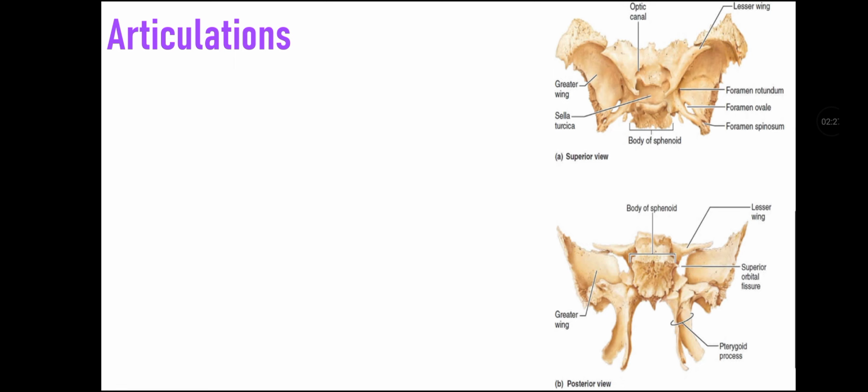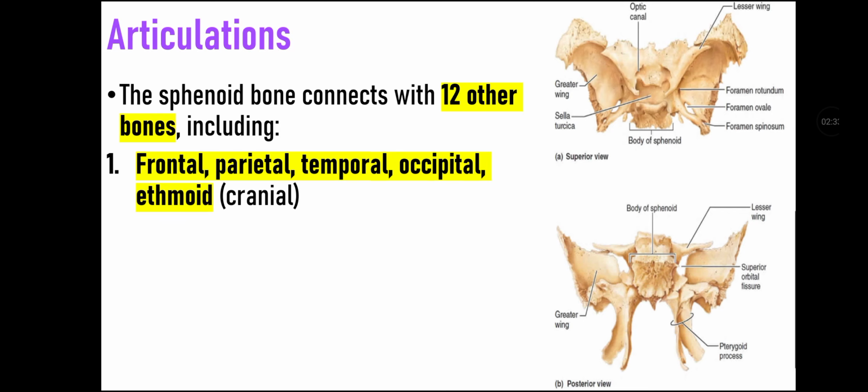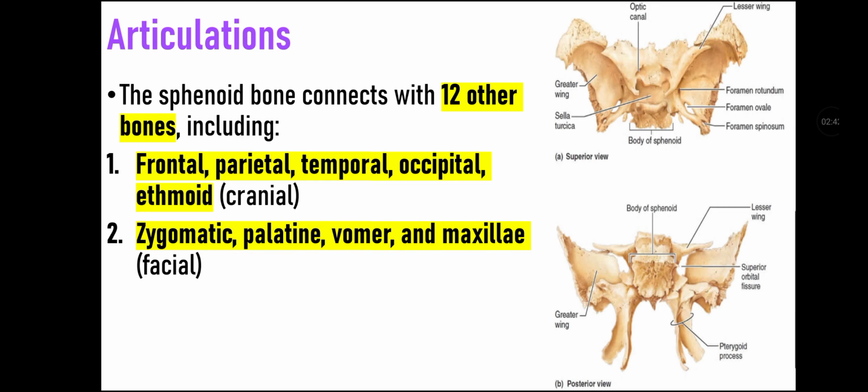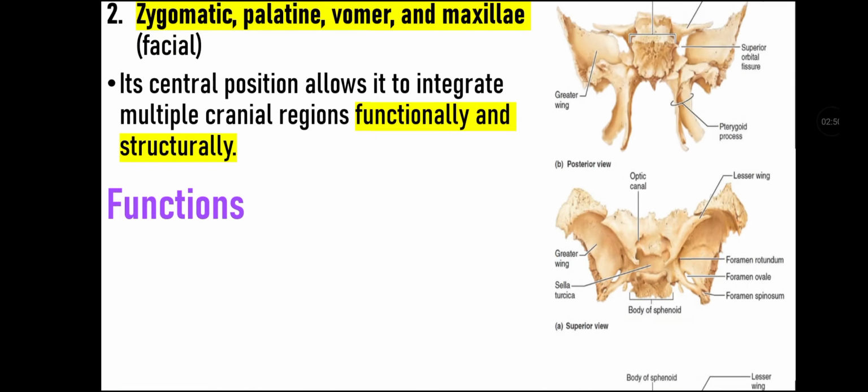Next, let's talk about articulations of sphenoid bone. Sphenoid bone connects with 12 other bones, including frontal bone, parietal bone, temporal bone, occipital bone, and ethmoid bone, that are the cranial bones, and it also articulates with the facial bone, that are zygomatic bone, palatine bone, vomer bone, and maxilla. Its central position allows it to integrate multiple cranial regions functionally and structurally.